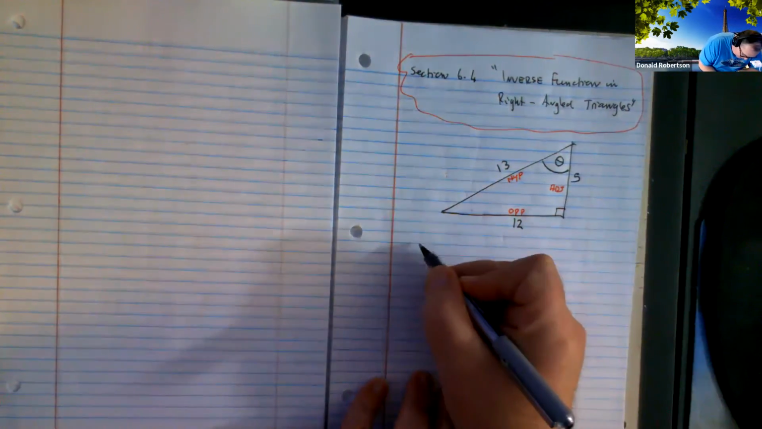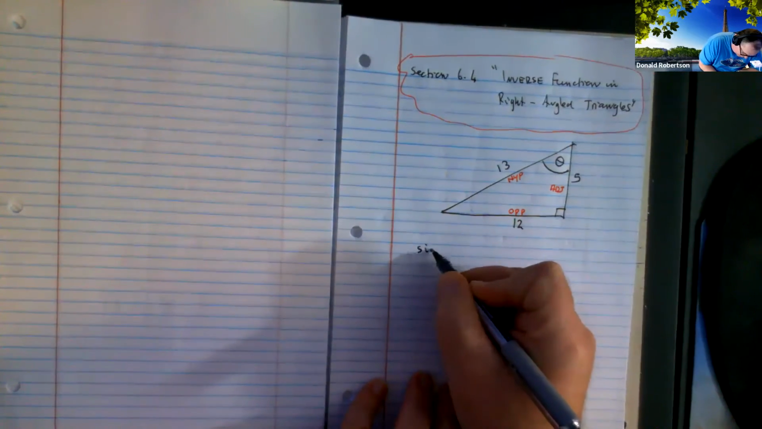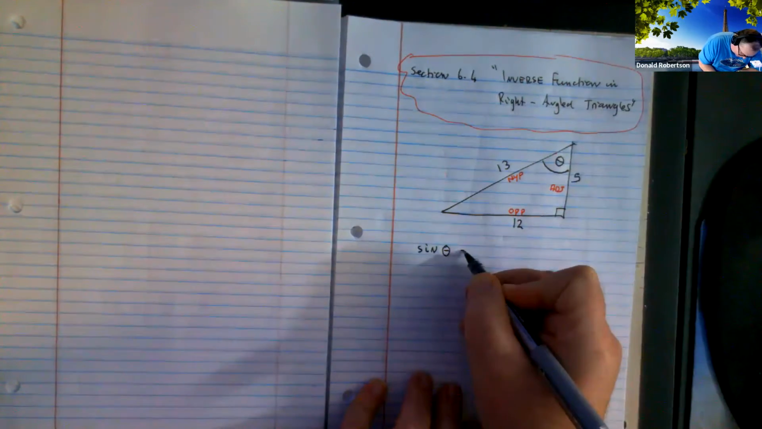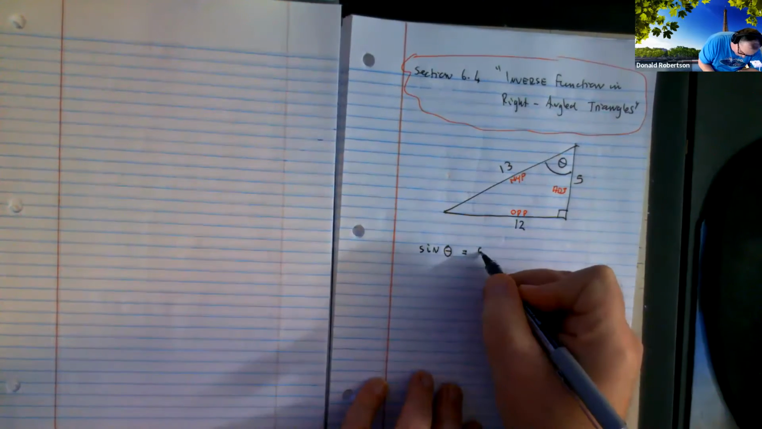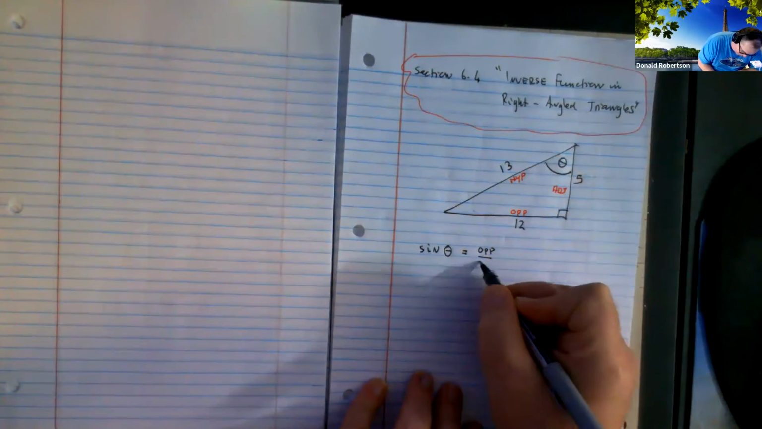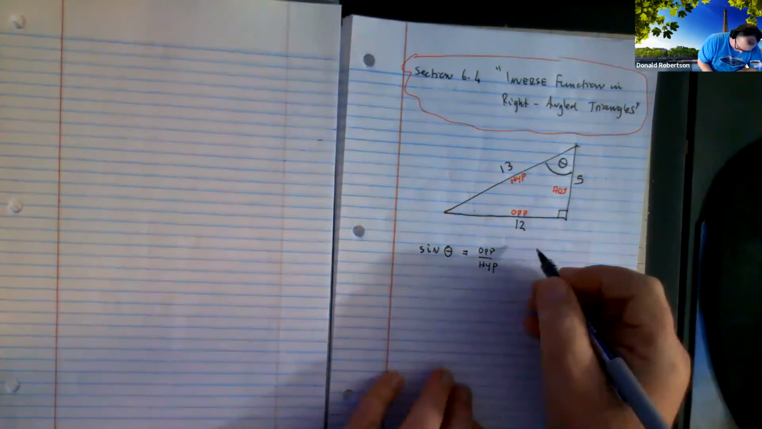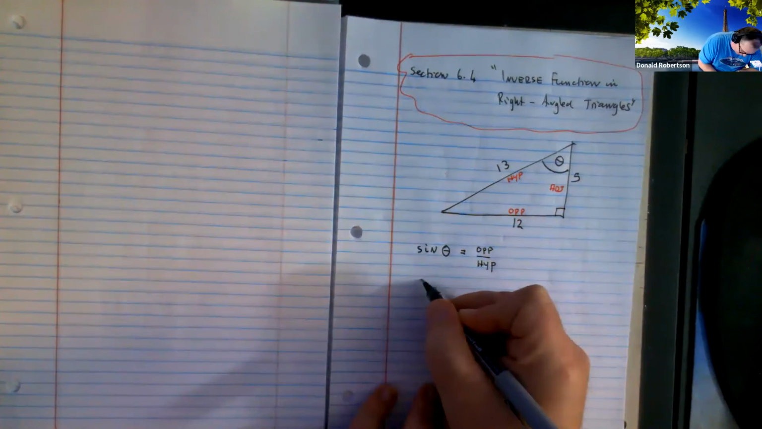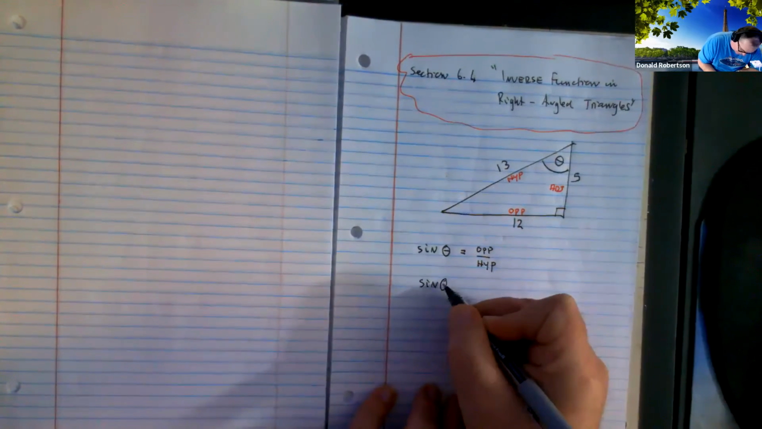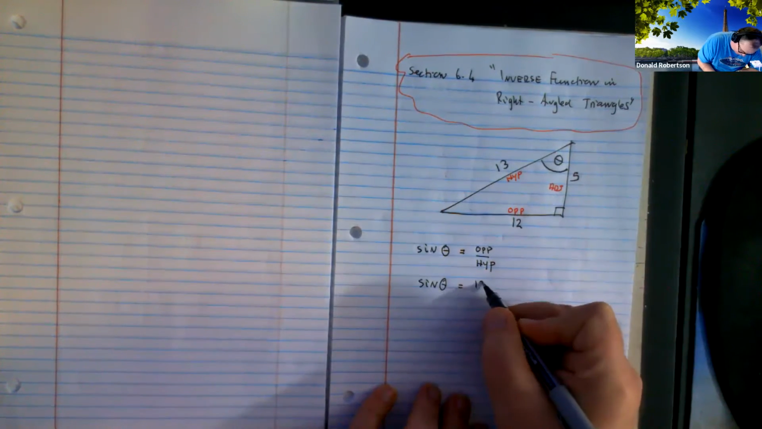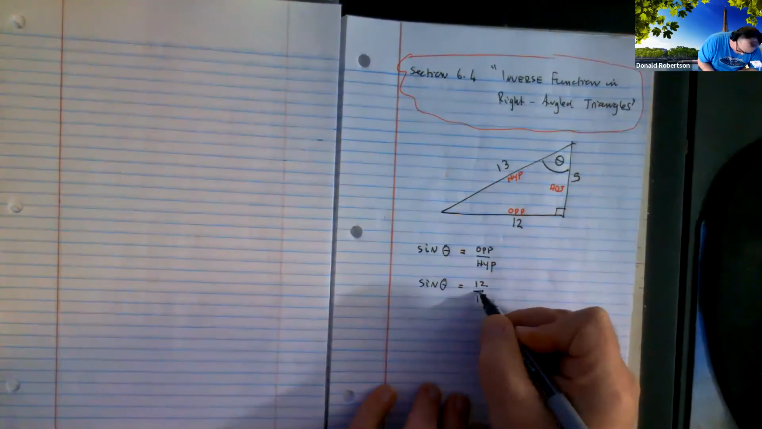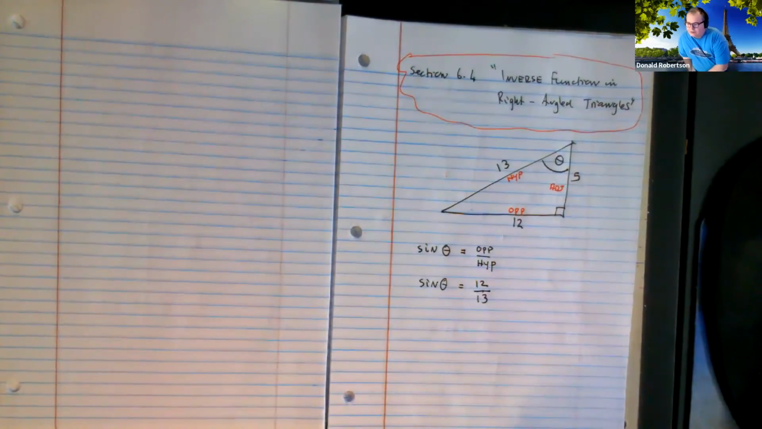Now, if I said to you, what is sine theta equal to? I hope you would say, oh, it's the opposite over the hypotenuse. And so you would be saying sine theta is 12 out of 13. So far, so good. Great.